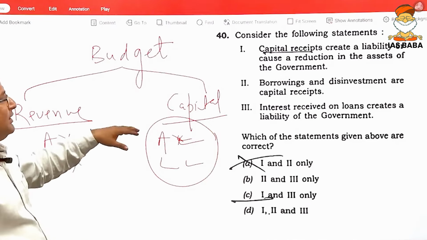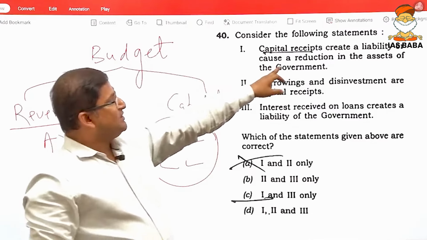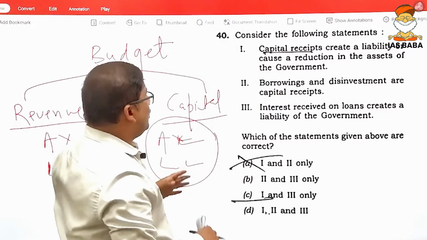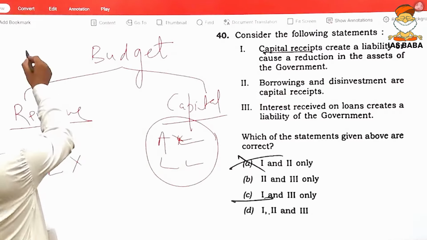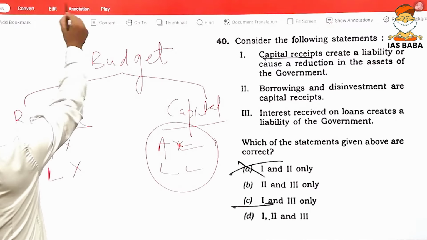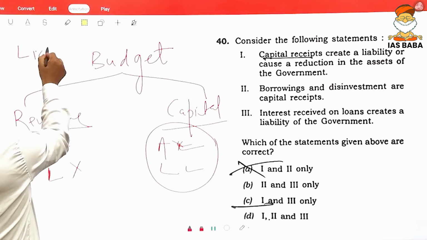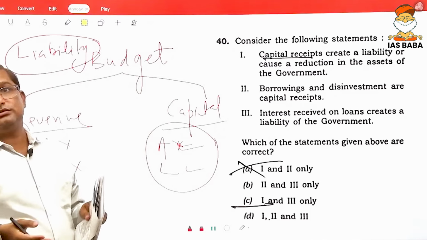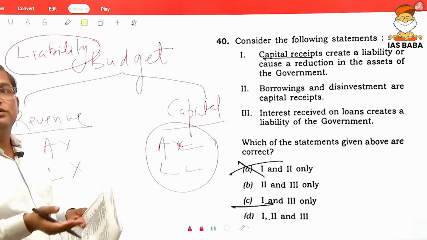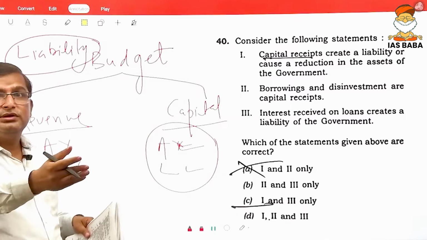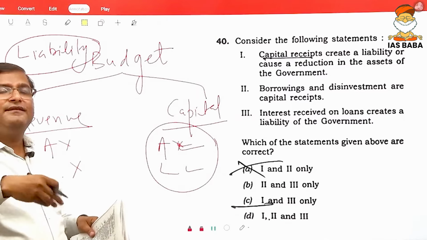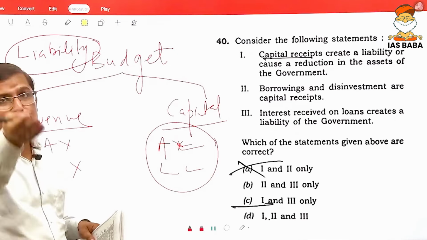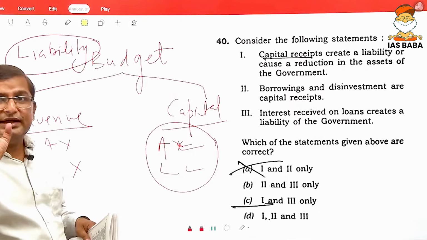Now what comes under the capital component? See, capital receipt creates a liability or causes a reduction in the asset of the government. Understand the concept of liability first, then you will be able to solve this question. Liability means you owe something to others and you have to pay in the near future, suppose a loan. If you have taken a loan, then you are liable to pay the principal amount as well as interest in the near future. So this is a liability on you.